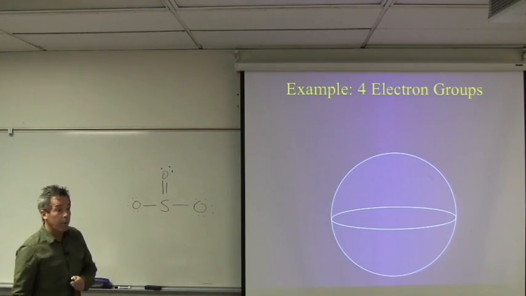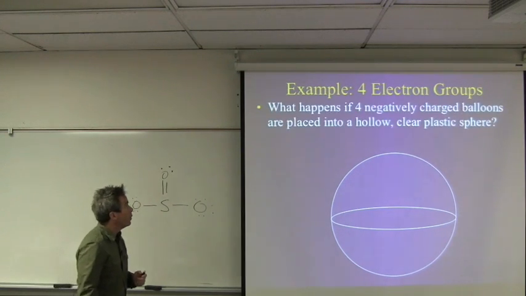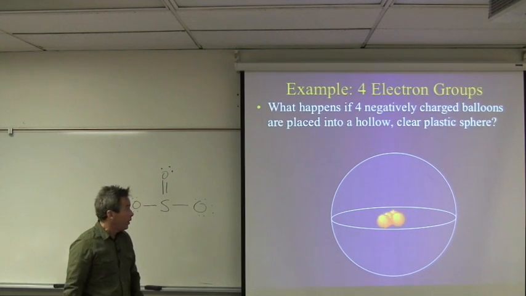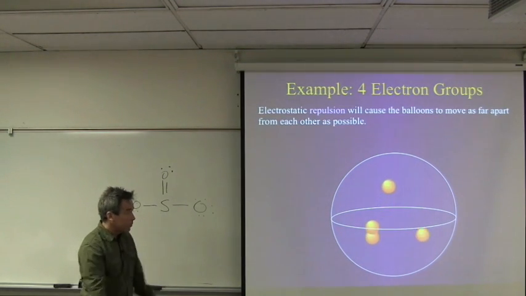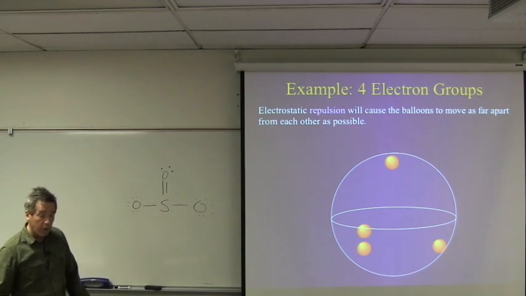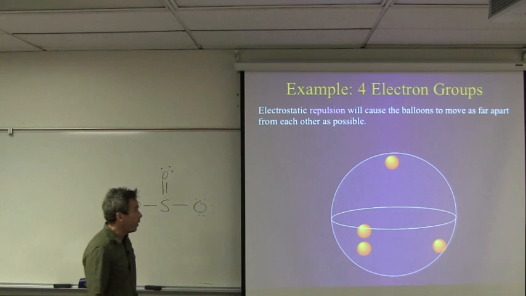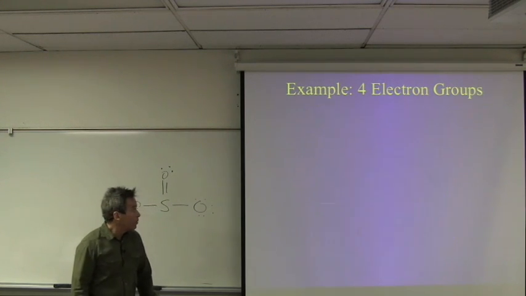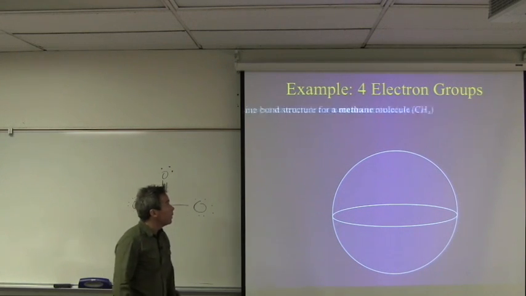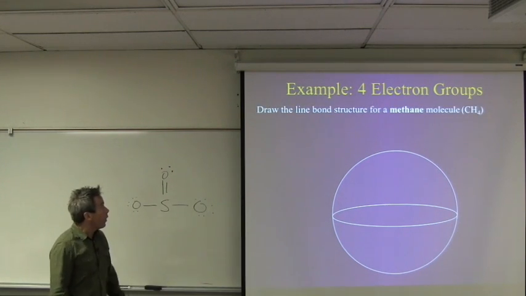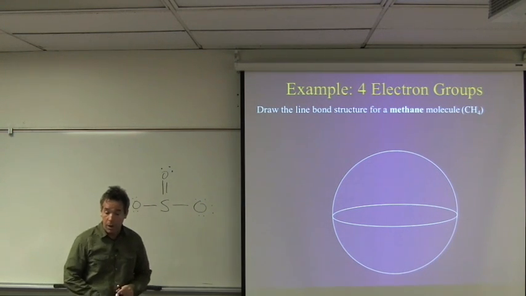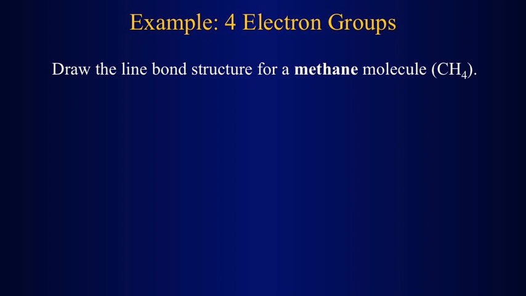Let's do an example that has 4 electron groups. So let's think about the spheres first. We'll put them in there and then turn the charge on and see what happens. They spread apart, right? Because they're all negatively charged. Far apart from each other as possible. Valence shell electron pair repulsion theory. Let's do this with electron groups now. We're going to draw the line bond structure of methane. So why don't you, if you're watching the video, click pause and draw the line bond structure of methane.